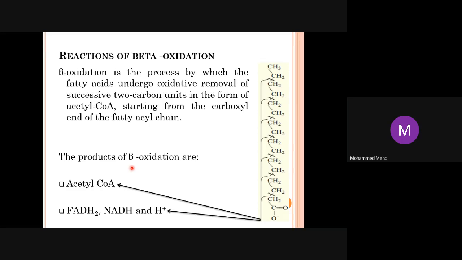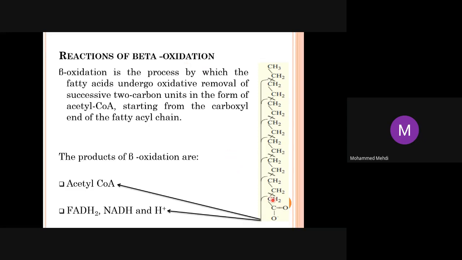Reactions of beta oxidation. There are 4 sequential reactions to cleave 2 carbons. Don't forget, we have 4 reactions. Let's see the sequential reactions. By the way, what you have to remember here is that it is an oxidation process. Oxidation means removal of hydrogen, loss of electron, and addition of oxygen. By any of these 3, the reaction is an oxidation, or the molecule is oxidized.